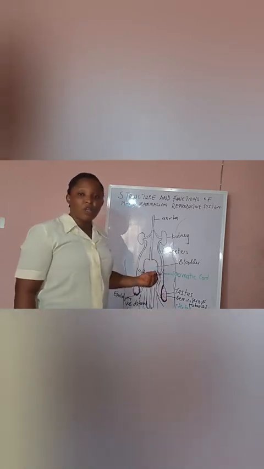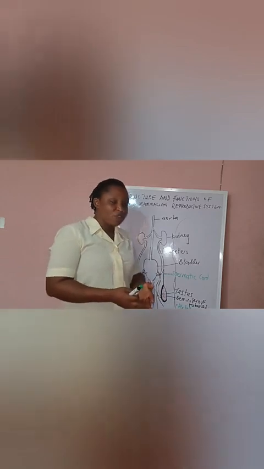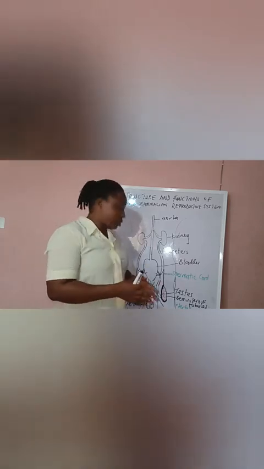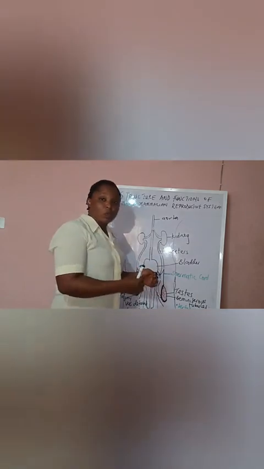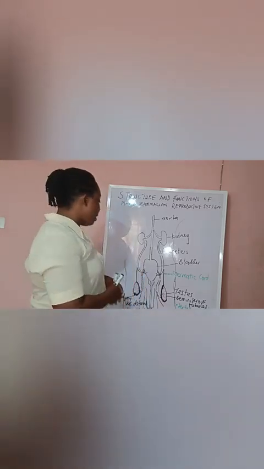The function of it, according to the name, is that it is a passage by which sperm travels from the epididymis into the seminal vesicle. That is why it is called the sperm duct. It takes sperm as it travels from the epididymis to the seminal vesicle.